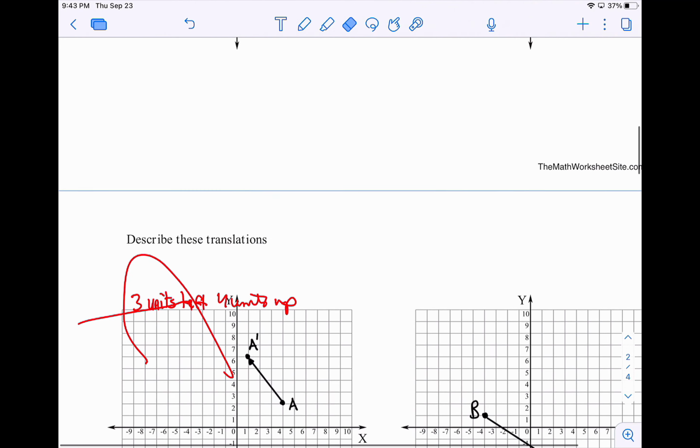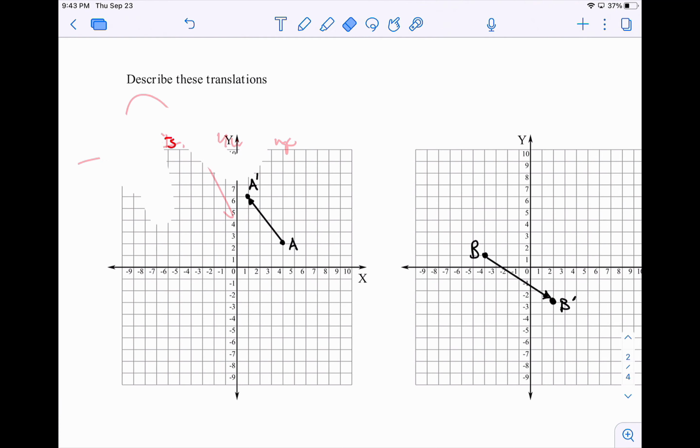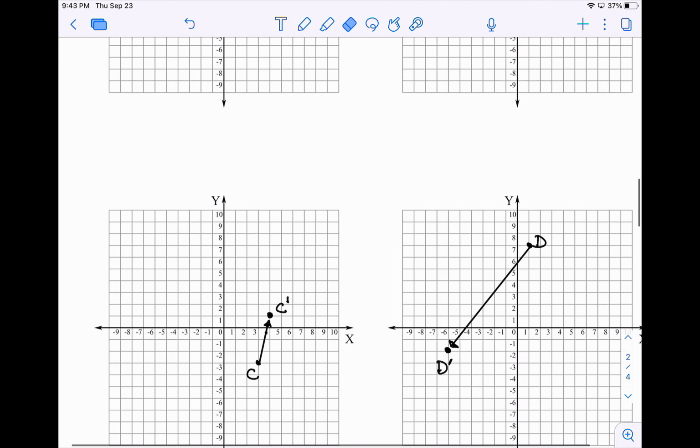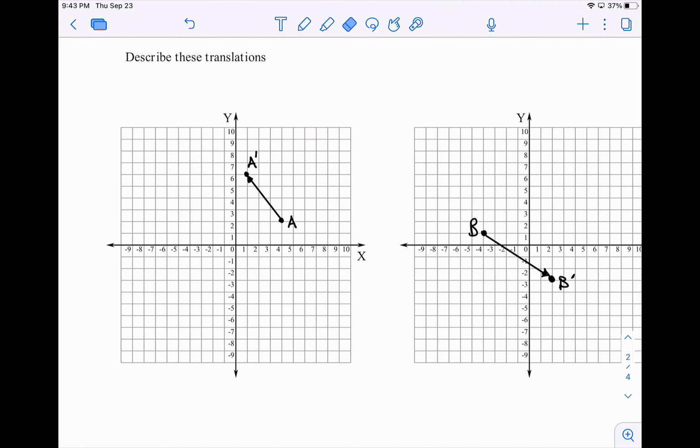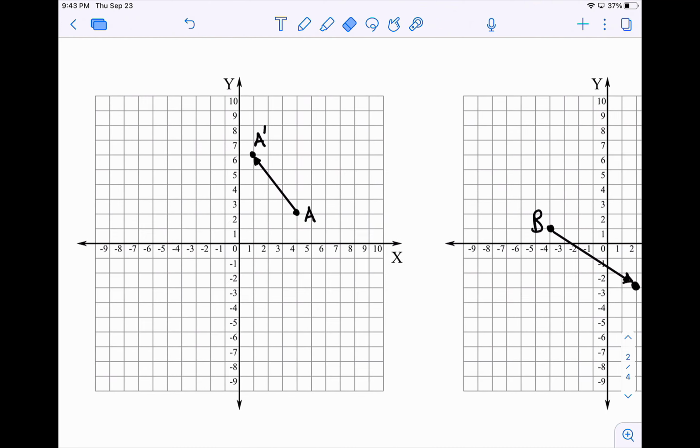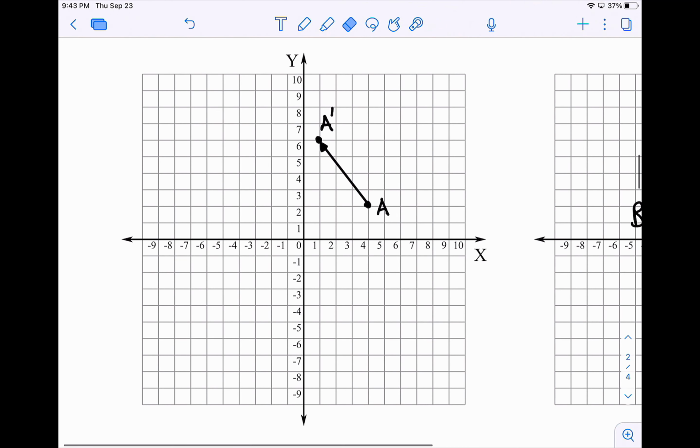Okay, let's move down to one where we're doing, first we're going to describe these. So what were these movements? Then we're going to get into some shapes. So what were the movements that happened in this translation? Now again, we see here, we have the original image here with the A, and we have the new image here with the prime on it. So how did I get from A up to A prime?